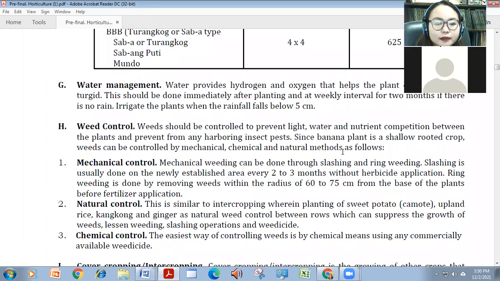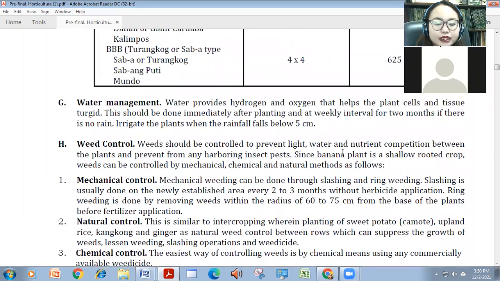So for water management, if it's not really raining for a while, kailangan mo talaga mag-irrigate. Yun lang kasi sa banana, you need to irrigate them immediately, and also pag nag-waterlog, i-drain mo talaga, ganun lang.